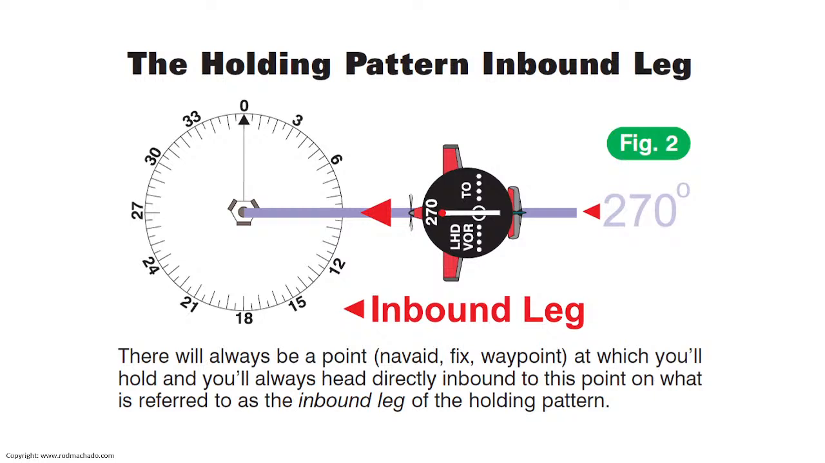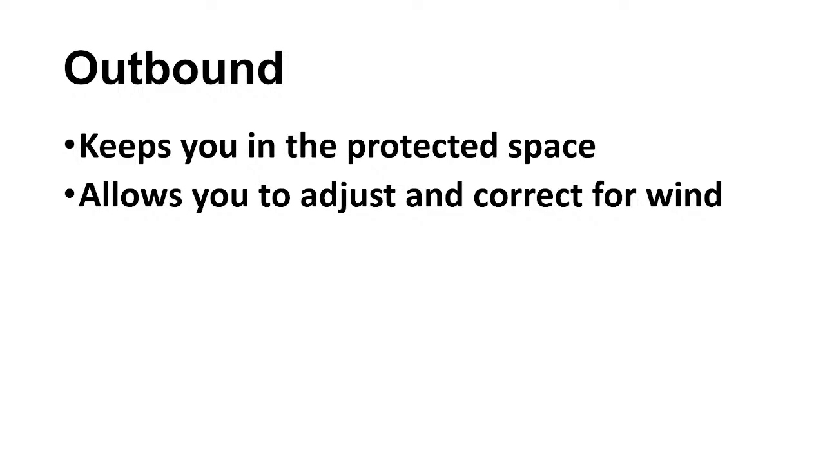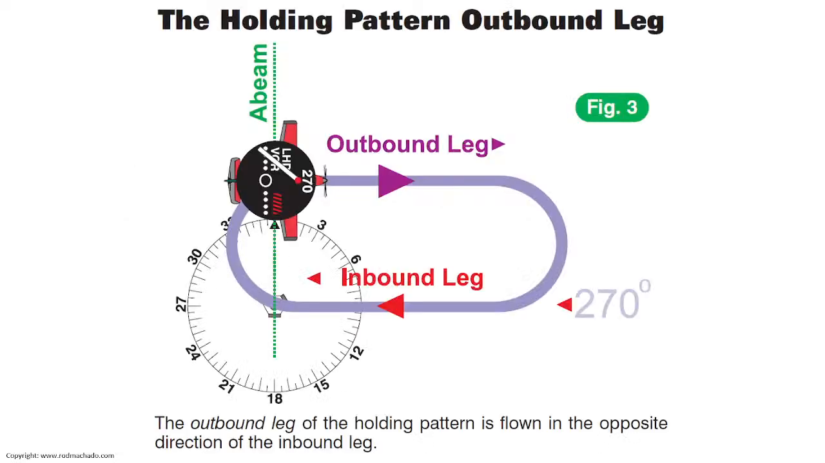All right. So we talked about inbound. Outbound leg keeps you in the protected space and allows you to adjust and correct for wind. So the outbound leg is always flown exactly the opposite way. So flying this hold, where should I have my heading bug, if I have a heading bug? 270. Have your heading bug set for the inbound leg.